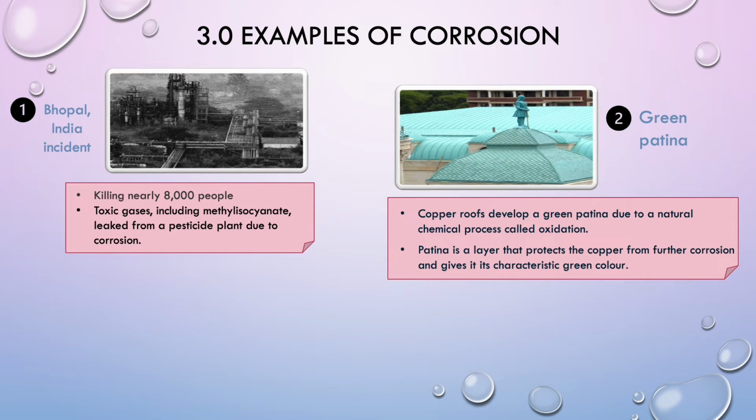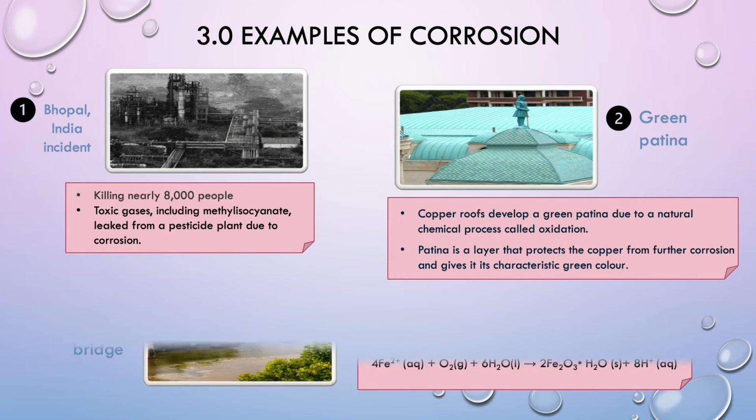Next is green patina. Copper roofs develop a green patina due to a natural chemical process called oxidation. This process occurs when copper is exposed to air and moisture, causing it to react with carbon dioxide and oxygen in the air. First, copper reacts with oxygen in the air to form copper oxide. After that, copper oxide will react with carbon dioxide and water in the air to form copper carbonate, also known as patina. Patina is a layer that protects the copper from further corrosion and gives it its characteristic green color.